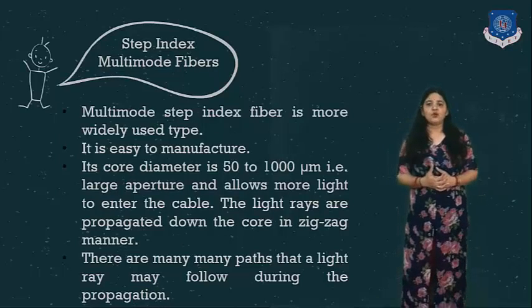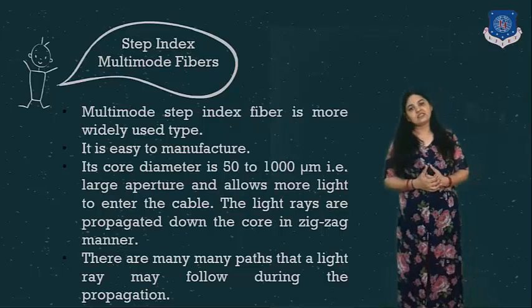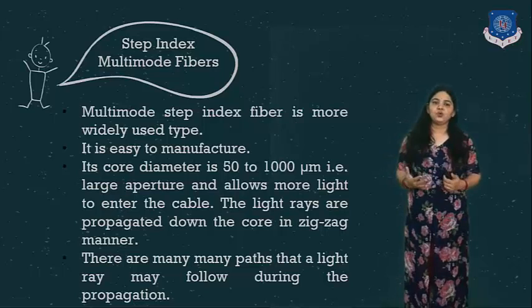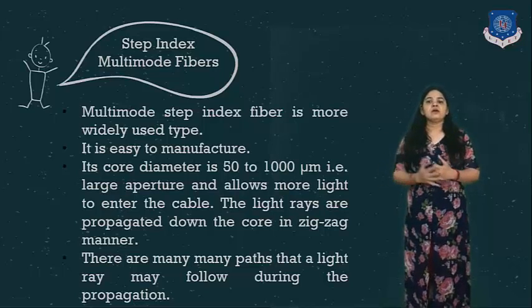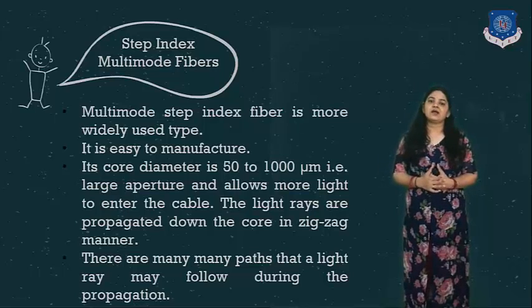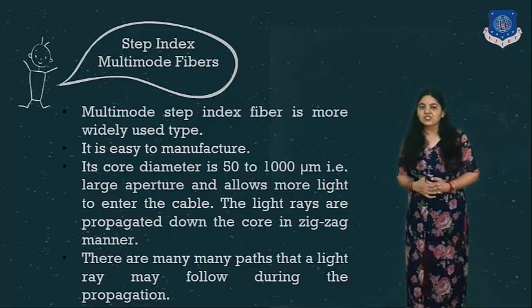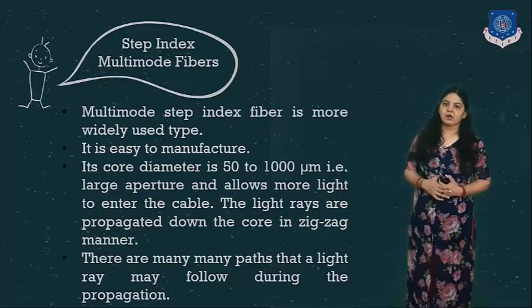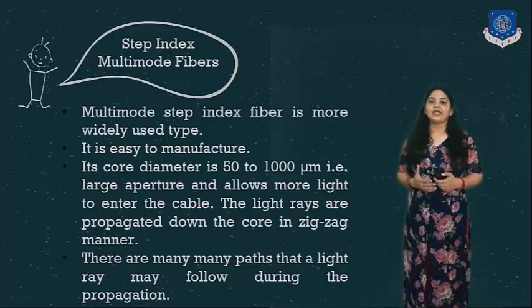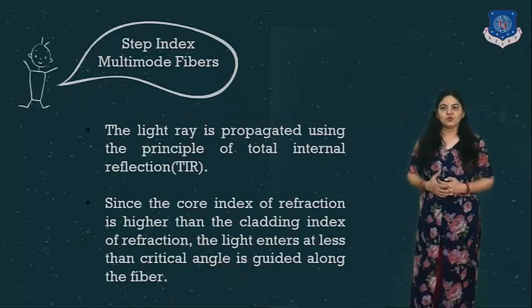Step index multi-mode fiber. So again the multi-mode step index fiber is the more widely used. It is also easy to manufacture, with a core diameter of around 50 to 1000 micrometer. That is a large aperture and allows more light to enter the cable. The light rays are propagated down the core in a zigzag manner. So this is the step index multi-mode fiber.